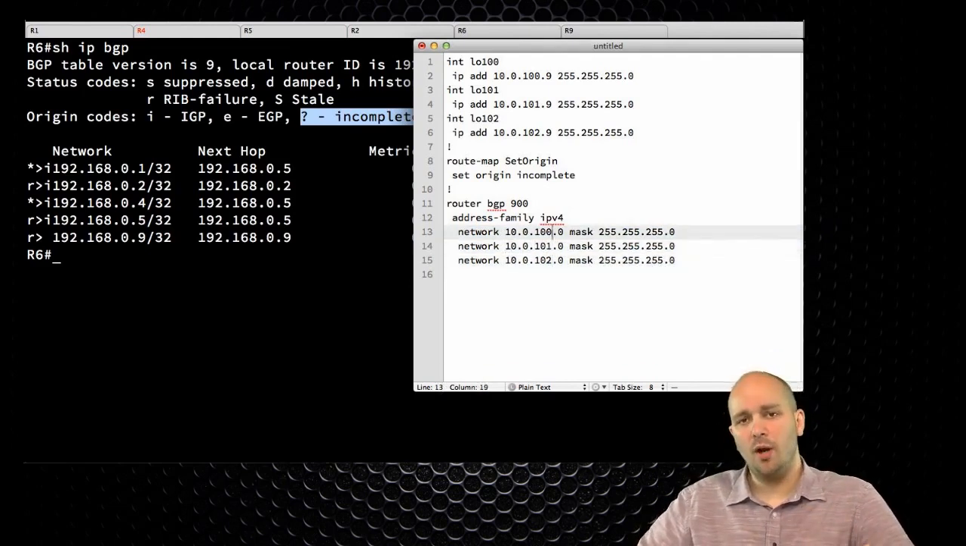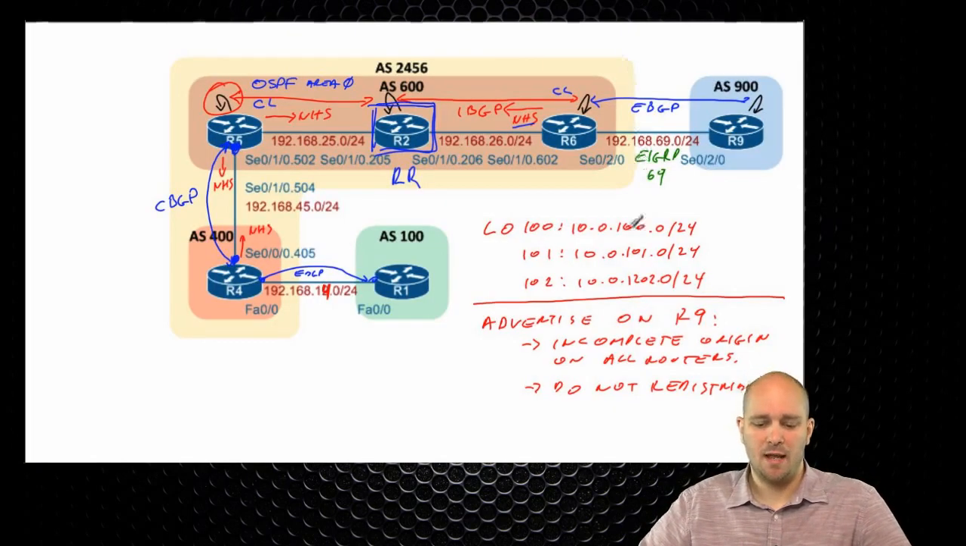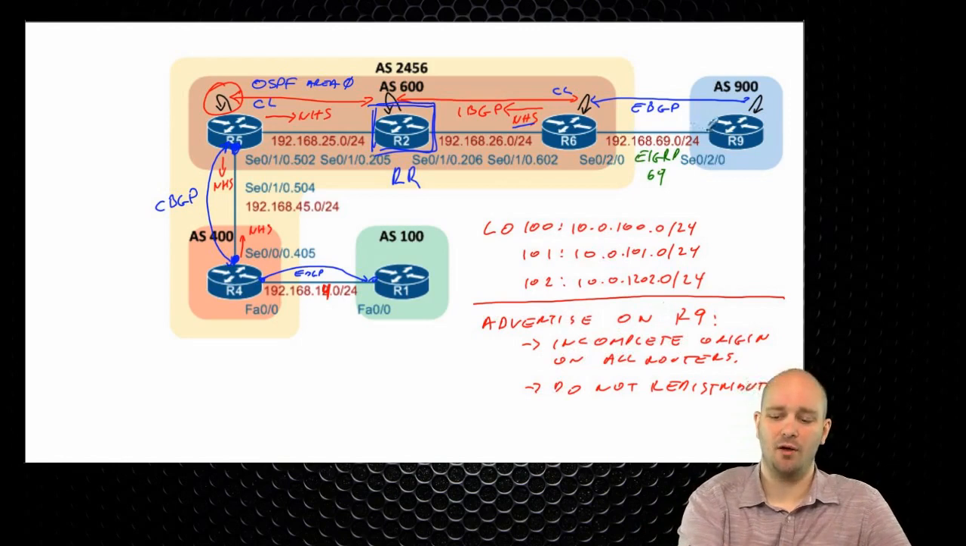But where do I put my route map? Now, going back to the task here, well, I didn't write it down. Oh, yeah, I did actually write it down. It says, make sure that incomplete origin is on all routers. So I can apply my route map in several locations. I can apply the route map when I'm advertising these routes to R6.